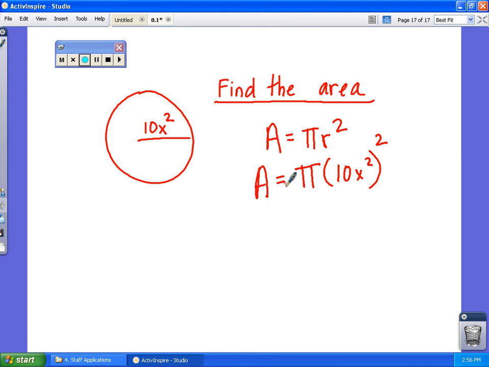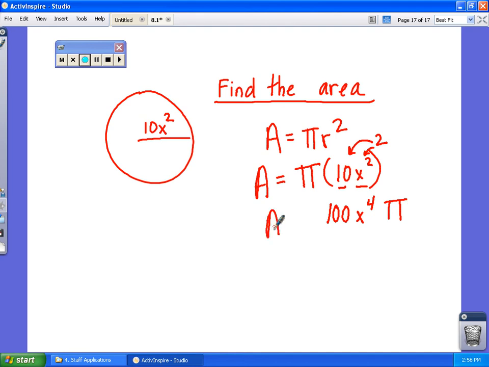So first thing is we always do the exponents before we multiply. So because there's a 10 and there's an x squared, the 2, or the squared, goes to both things inside. So 10 squared is 100. X squared to the second power, remember you multiply, is x to the fourth. And then you have to multiply that times pi, which is about 3.14.